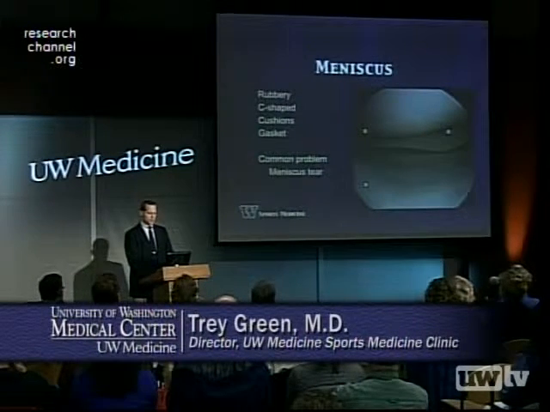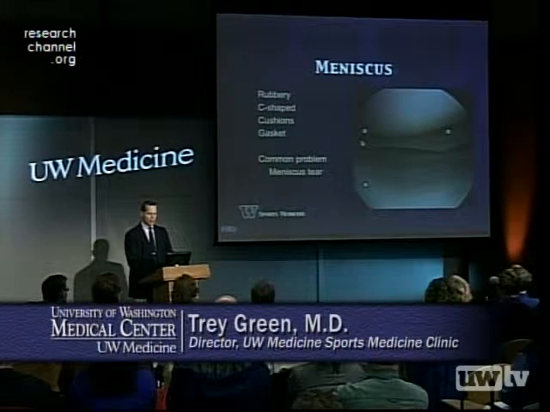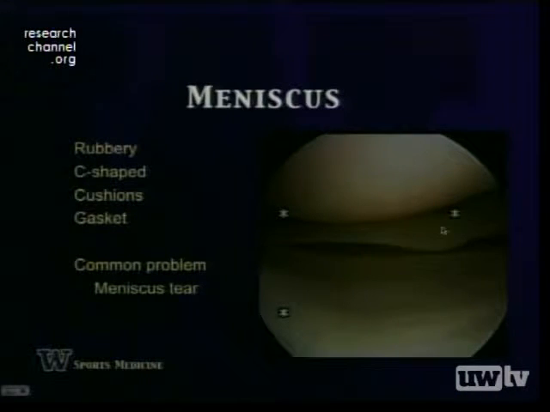The meniscus is the cushion cartilage in between the bones, and I'm showing you with my pointer the meniscus in an arthroscopic picture. It's C-shaped and provides some cushioning, and it makes a really tight, snug fit between the two bones, functioning as a gasket. A common problem with the meniscus is that it can be torn.